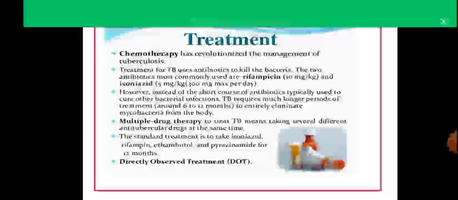Next, we enter the treatment. How to treat the patients? First, we choose chemotherapy as the revolutionary management of tuberculosis, because the treatment of TB uses antibiotics to kill the bacteria. The two antibiotics most commonly used are rifampicin and isoniazid. Instead of the short course of antibiotics typically used to cure other bacterial infections, TB requires a longer period of treatment, around 6 to 12 months, to entirely eliminate mycobacterium from the body.